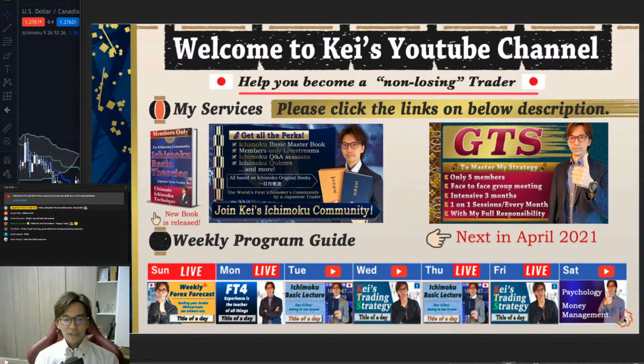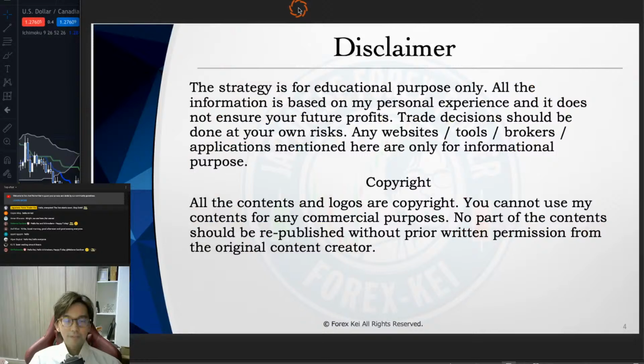So today also we'll check some charts real time by Ichimoku Kinko and see which one is trending and also when we can possibly take a trade. Before starting here, just a quick disclaimer. This information is basically based on my experience and knowledge, so when you take trades, please do so at your own risk.